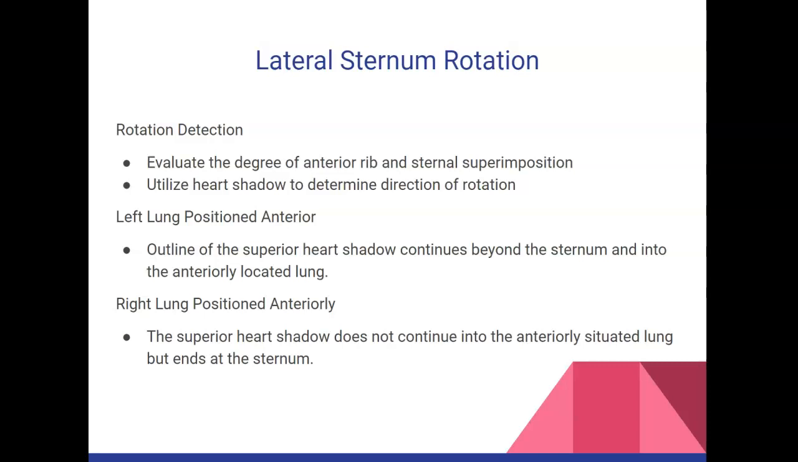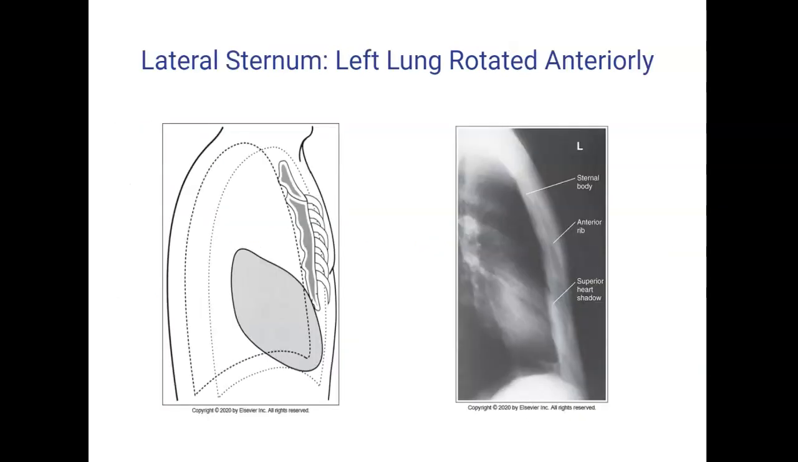So let's take a look at some imaging demonstrating this. When looking at this first projection with the left lung rotated anteriorly, you can see here's the heart shadow extending a little out. It is in the anterior portion of the wall there. So you know that the left side is rotated anterior.